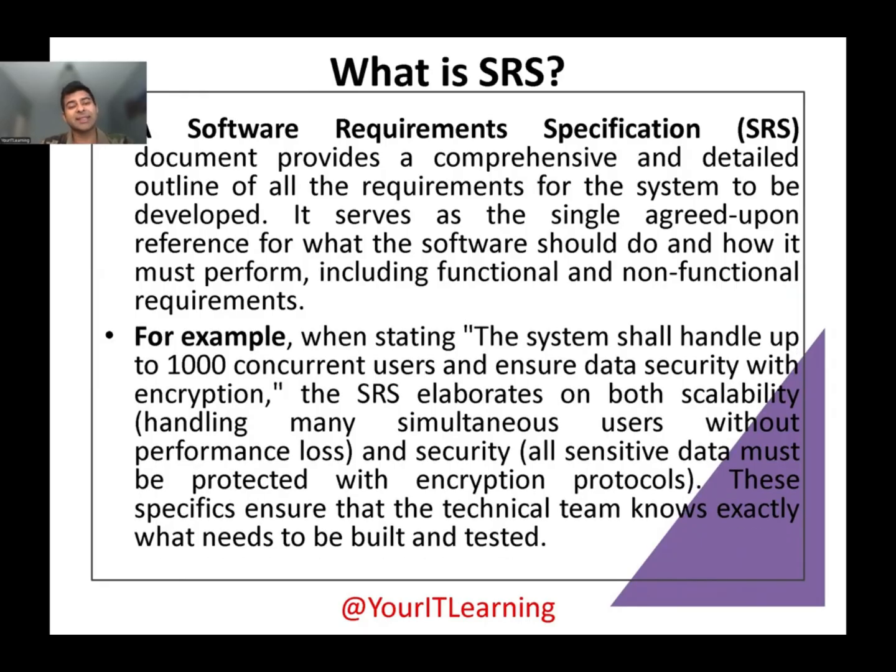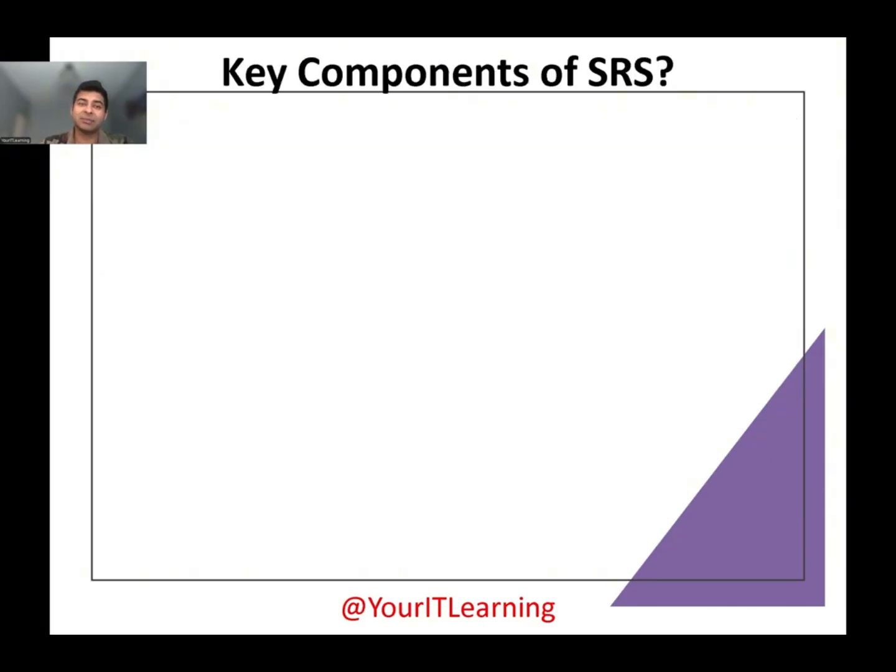So let's discuss the example. When stating the system shall handle up to 100,000 concurrent users and ensure data security with encryption, the SRS elaborates on both scalability, like how handling many simultaneous users without performance loss will happen, and security. All sensitive data must be protected with encryption protocols. These specifications ensure that technical teams know exactly what needs to be built and tested.